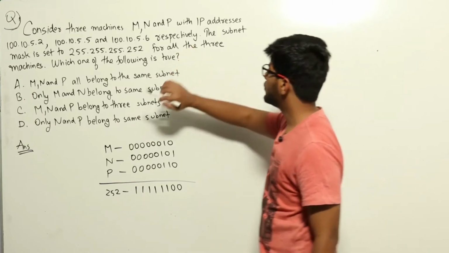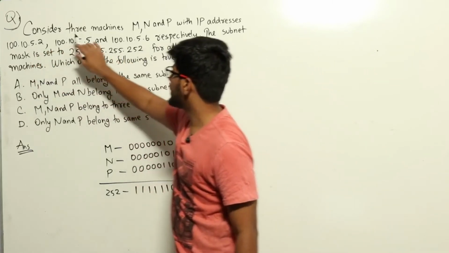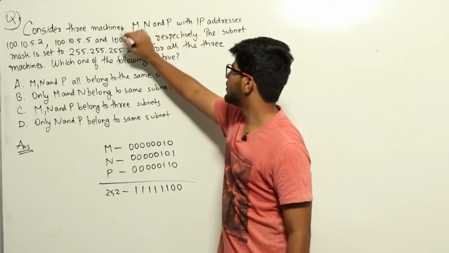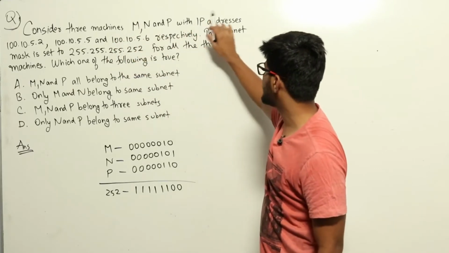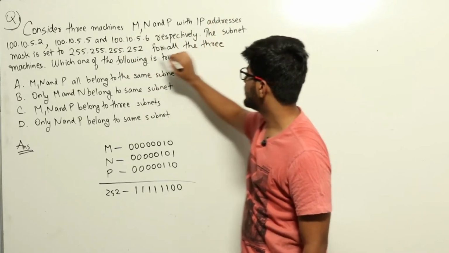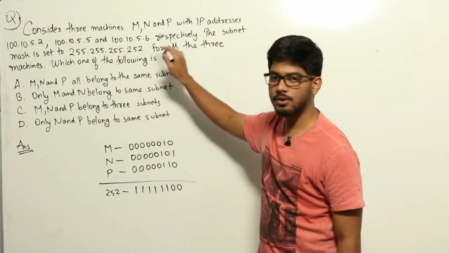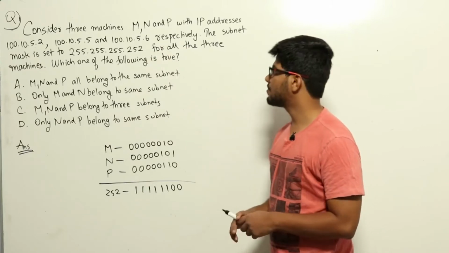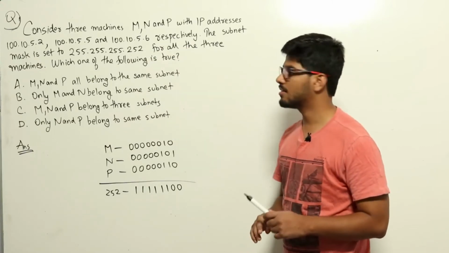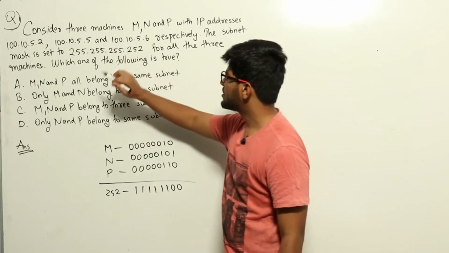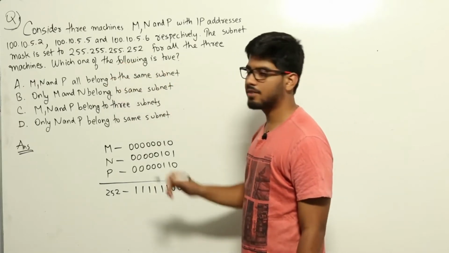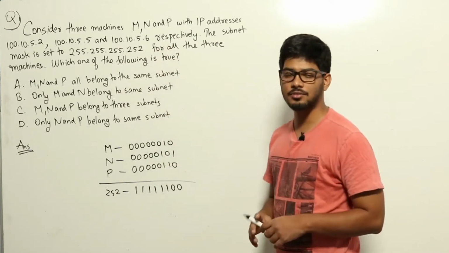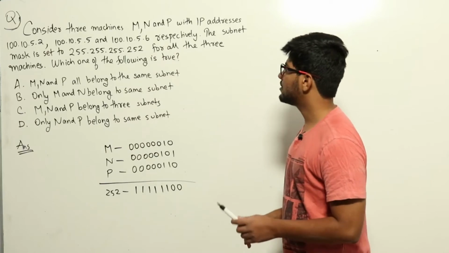So here we will do the bitwise AND of M, N and P. These are 3 IP addresses belonging to 3 different machines. For each of the IP addresses, we will do the bitwise AND with the subnet mask. The subnet mask is the same for all, as given in the question. The bitwise AND of subnet mask and IP address will give the network ID of that IP address, and based on the network ID, we'll get the subnet. So if all 3 have the same network ID, all 3 belong to the same subnet. And if all 3 have different network IDs, all 3 belong to 3 different subnets.